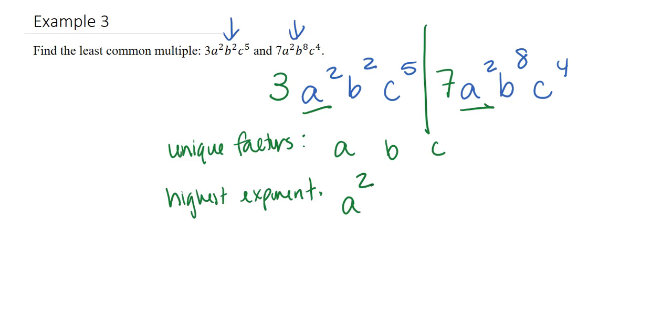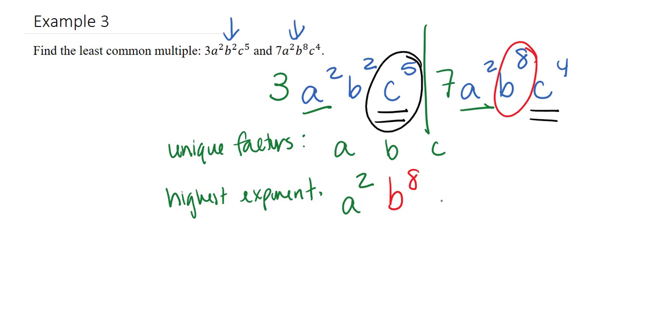Then we look at B. Which one has a higher exponent? We're going to notice that it's going to be B to the 8th. So let's write B to the 8th. Then let's look at C. Well, we have C to the 5th and C to the 4th. C to the 5th is the higher exponent. So we're going to go C to the 5th.